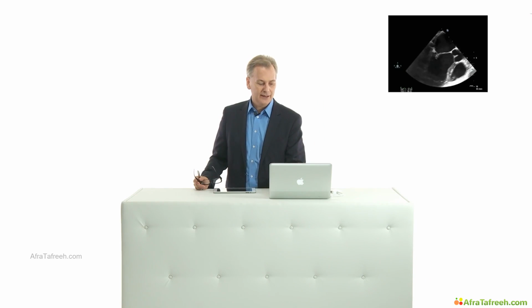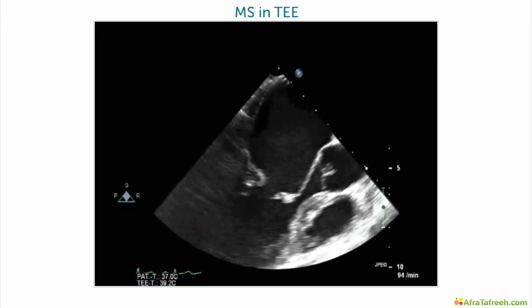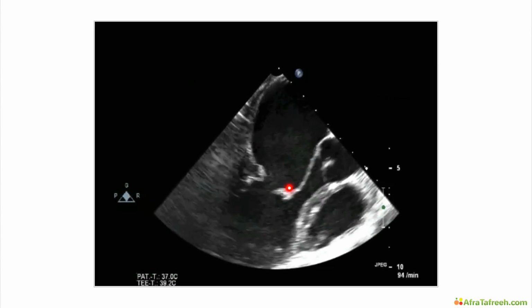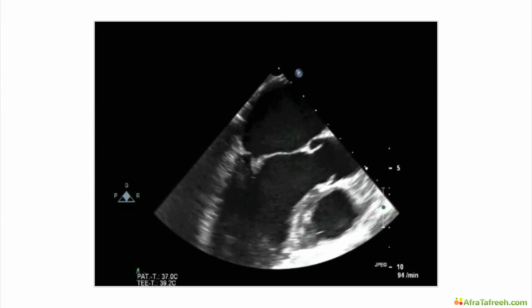This is something you certainly would not need to do in an emergency setting, but something that we'll talk about in more detail in our masterclass. Here's an example to show you that mitral stenosis can also be visualized with transesophageal echocardiography. Again, we have the typical features of a thickened tip of the mitral leaflet, doming, and obstruction to inflow.